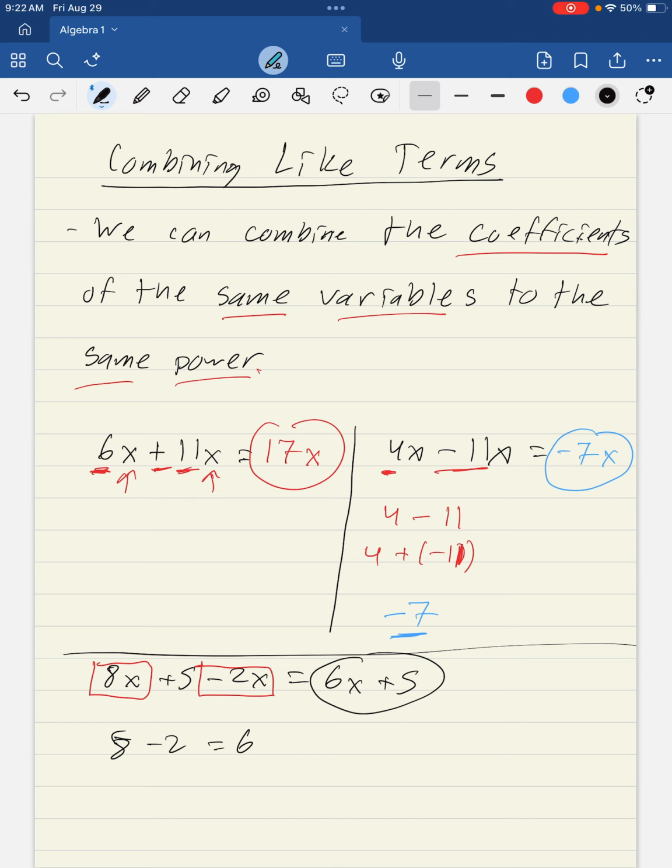So there's our quick review for distributive property and combining like terms. In our next video, we are going to be working with equations with both of these properties.